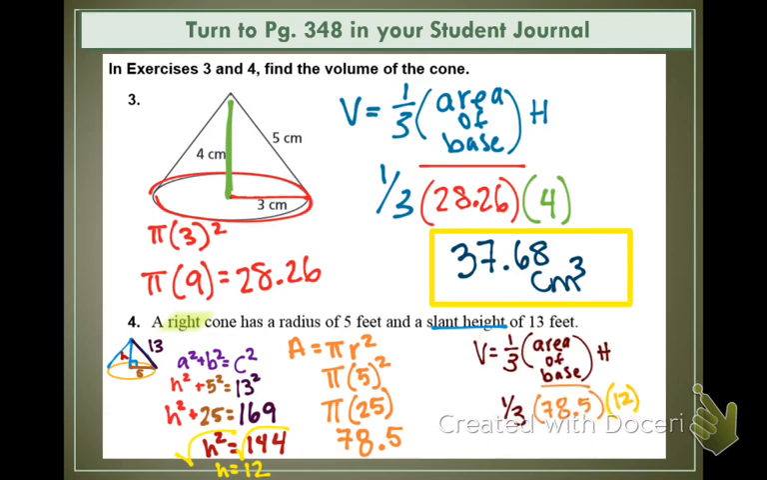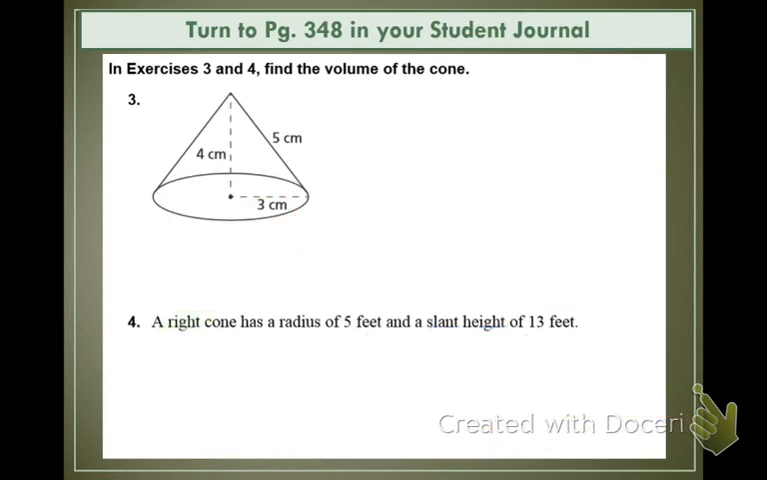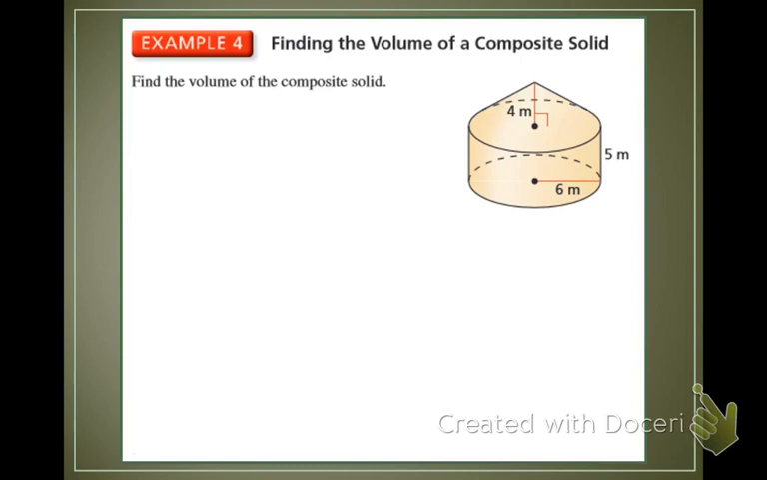All right, so what is 78.5 times 12 divided by 3? 314. And that would be feet cubed. We got 2 more. Then we're done. The last 2 you have done before. We're just adding in a cone instead. It says find the volume of the composite solid.